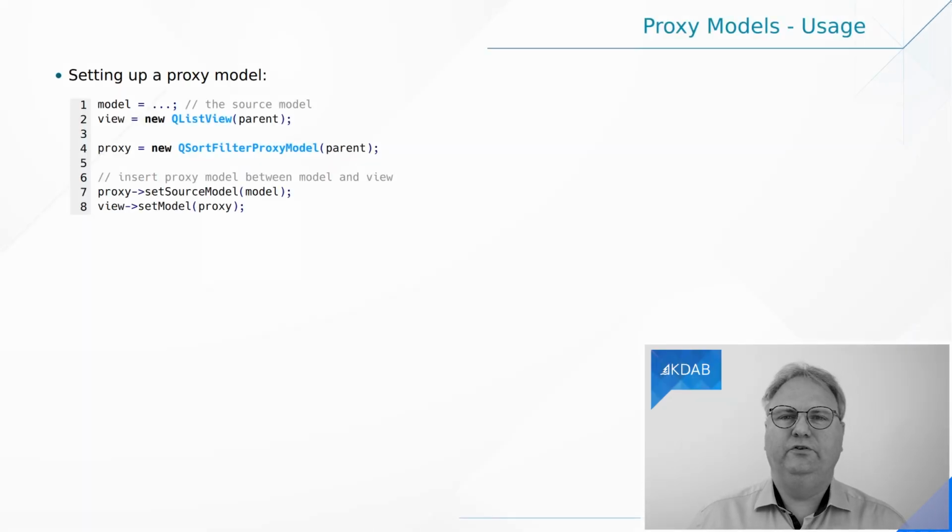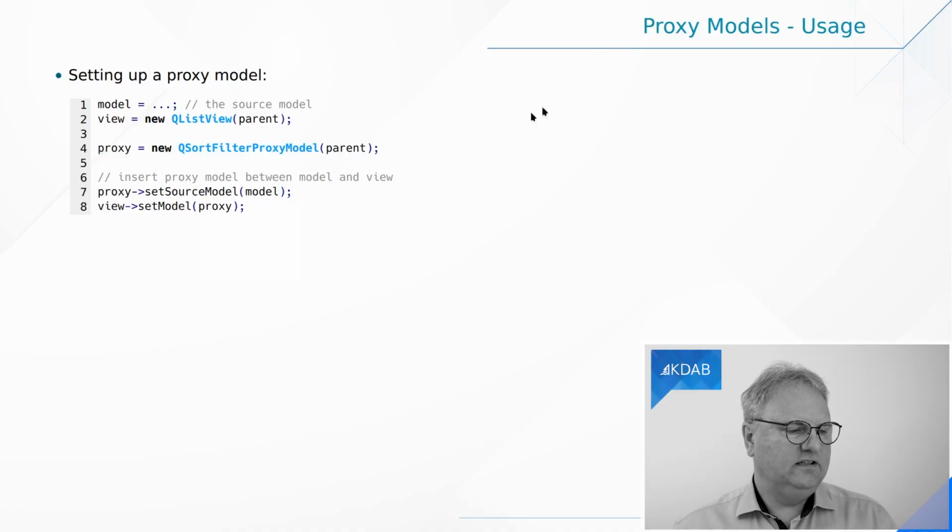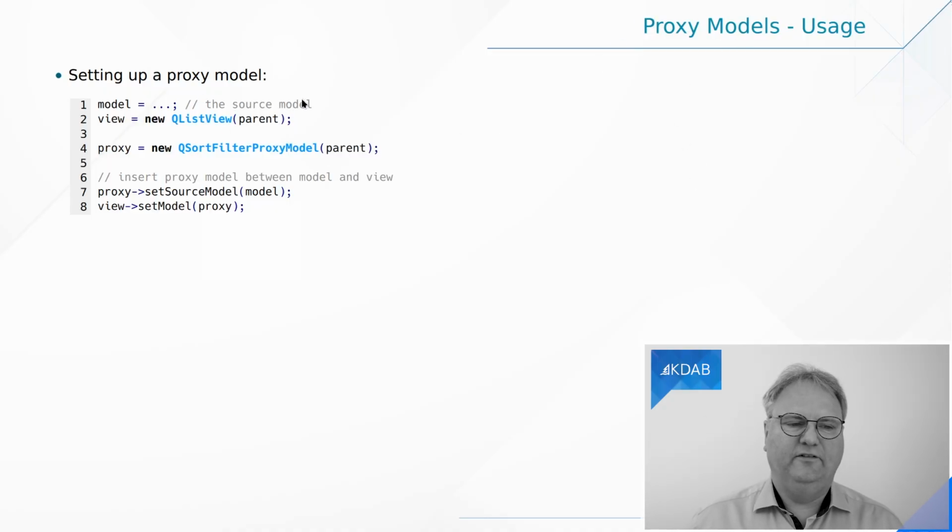Okay, enough talking about generalities. Let's see some proxy models in action. What you see here on the slide now is an instance of some model that is at the base of things. And I create a view, and so far lines 1 and 2 would be what I usually would see, and then line 3 would be saying something like view set model. But what I do here on line 4 is that I create an instance of an existing proxy model, QSortFilterProxyModel. I give it a parent, that's just the object's parent-child relationship. It doesn't have anything to do with the model view framework itself. And now I say proxy set source model, model.